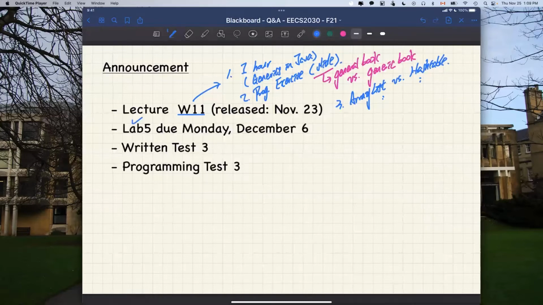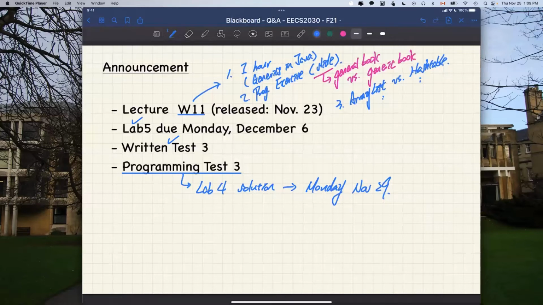And then lab number 5, as I spoke about it, and written test number 3. What I will do is go over the example test question I made available to you, to mention some tips on how you should solve this kind of question. And for your programming test 3, and for your lab number 4 solution walkthrough video, I'll make it available by Monday, the end of Monday, I'll try my best. So Monday, November 29th, I'll make it available to you, all right?